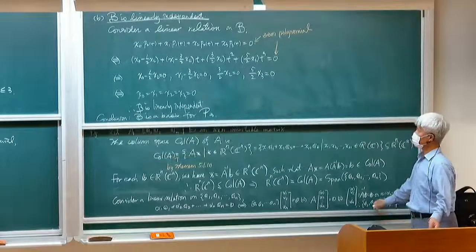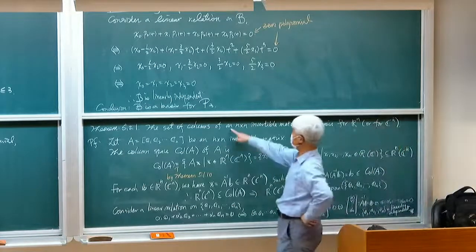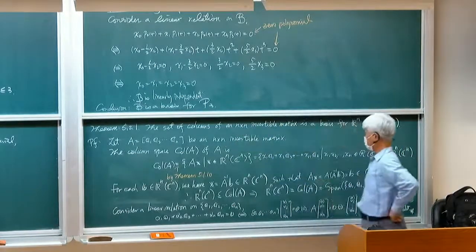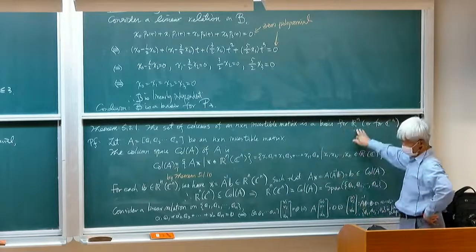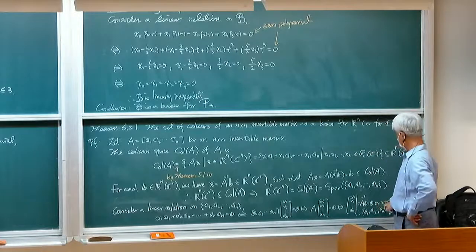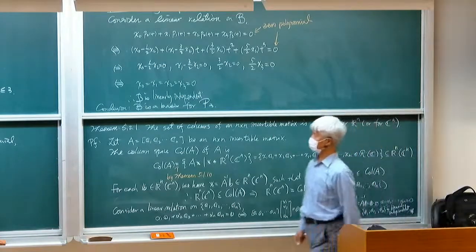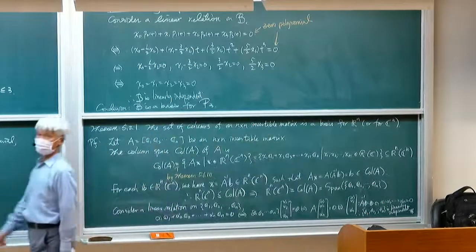So we have shown that the set of all columns of an invertible matrix spans the Euclidean space, and this set of columns is a linearly independent set, so that is a basis. Okay, and we finish the proof. Questions?